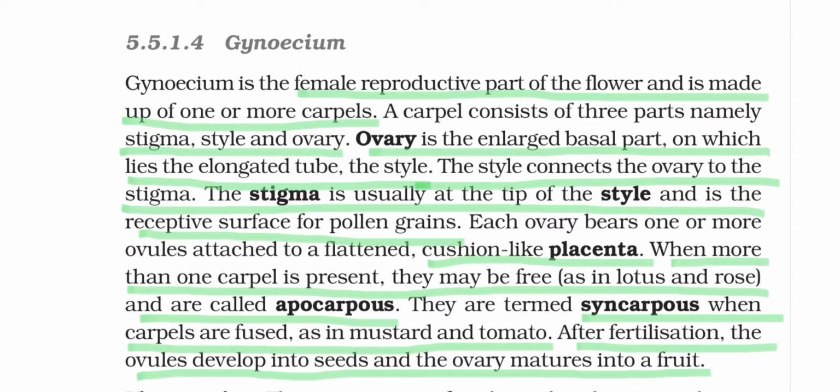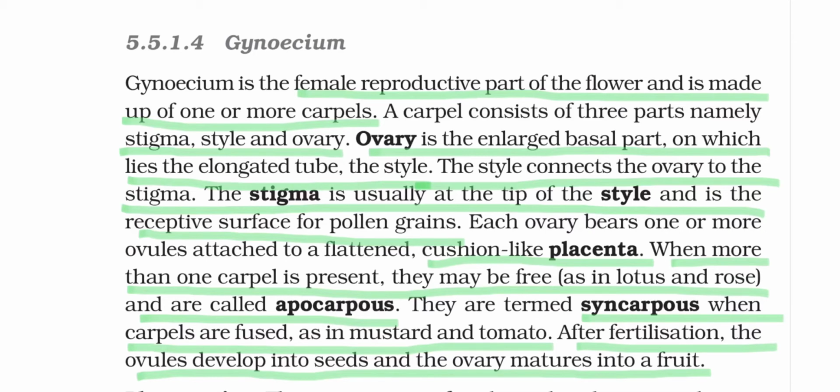And style actually connects the ovary to the stigma. Stigma is present at the tip of the pistil, and it is the receptive surface for pollen grains. Whenever the pollen grains settle on the stigmatic surface, it receives the pollens. So this is the main function of stigma. When we call the structure of carpel from top to bottom, first comes stigma, followed by style and followed by ovary. So stigma, style and ovary.